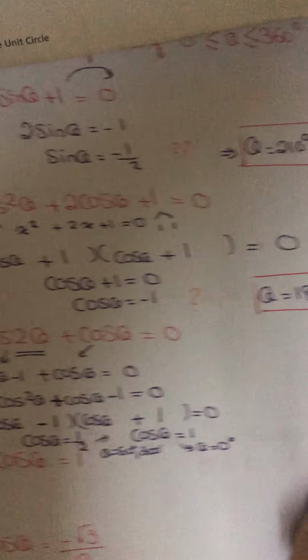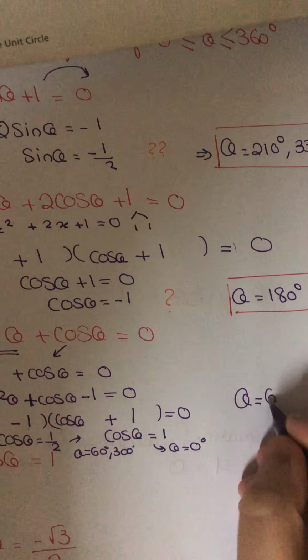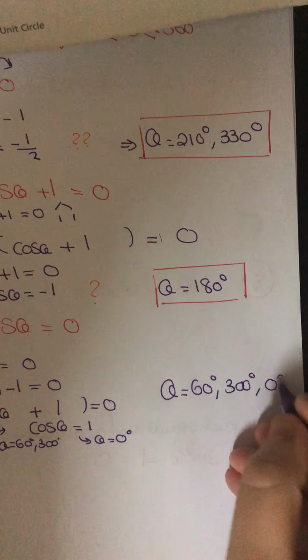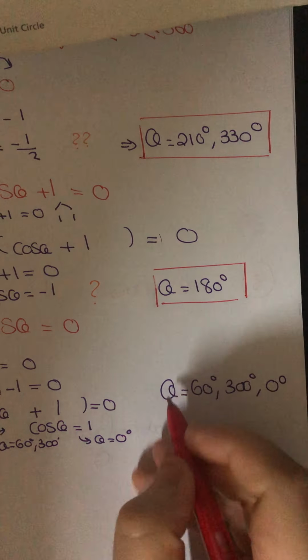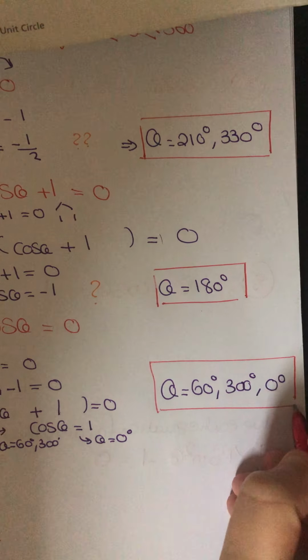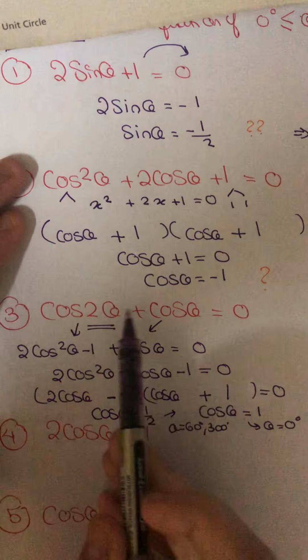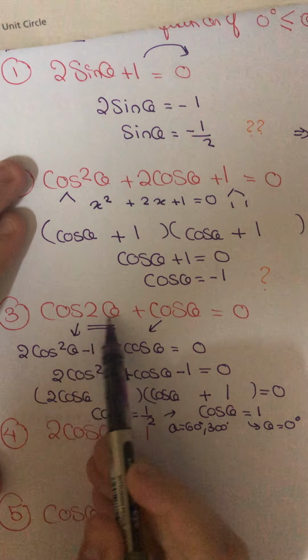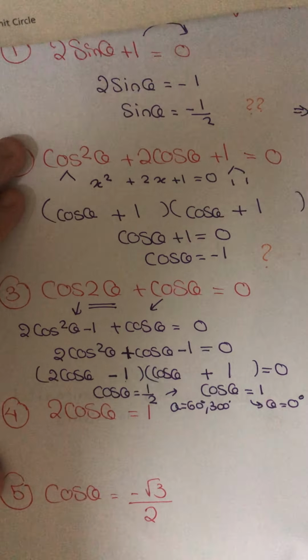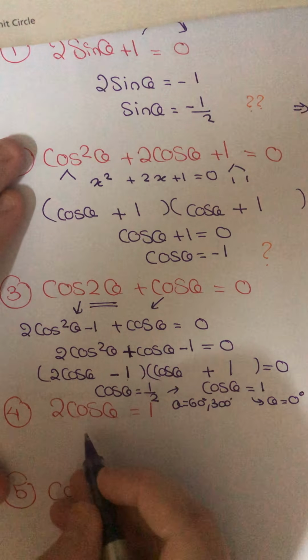Okay, so you will just write the answer over here as 60 degrees, 300 degrees, and of course 0 degrees. The three of them, if you substitute them in this equation, will give you an answer as 0. Okay, but remember this is double, so 2 times 60 or 2 times 300 or 2 times 0. This one is very direct.